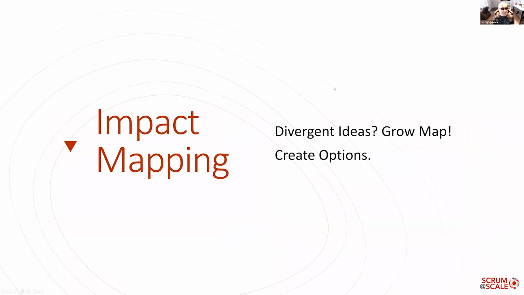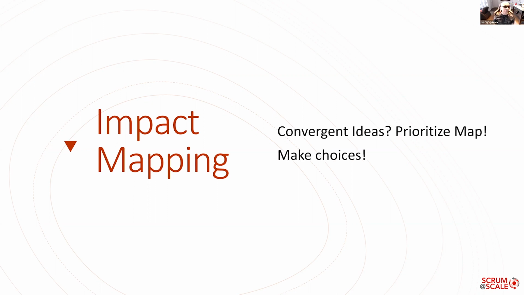Now, one thing to keep in mind is, imagine that people have divergent ideas. Well, I think we should do this goal, it should be mapped this way. Another person may say, no, I think it should be done this way. Well, grow the map, create options. Then you analyze if those paths actually make sense and if one of them is going to be shorter than the other. On the other hand, you also have ideas that converge.